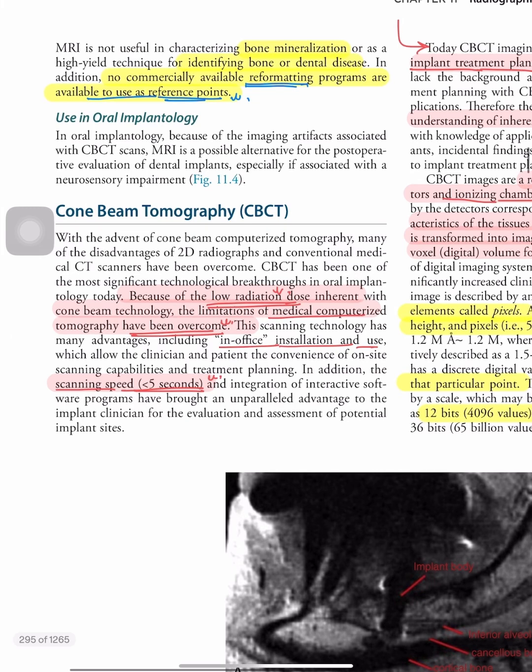Now we come to cone beam computed tomography. This is actually the gold standard if you're planning to place implants. So in today's date, I would consider this as the gold standard. Cone beam CT produces three-dimensional images of the structures in focus, and the advantage I would say is it doesn't use a lot of radiation. The radiation doses are quite less. The exposure time is quite less compared to the medical CT.